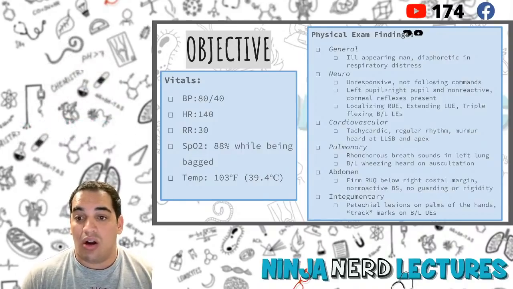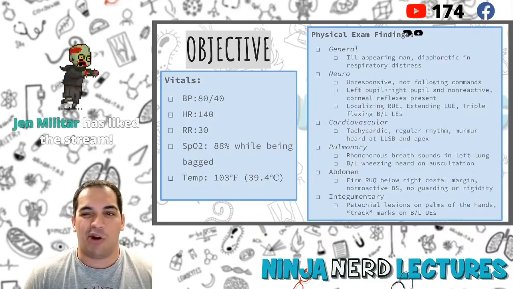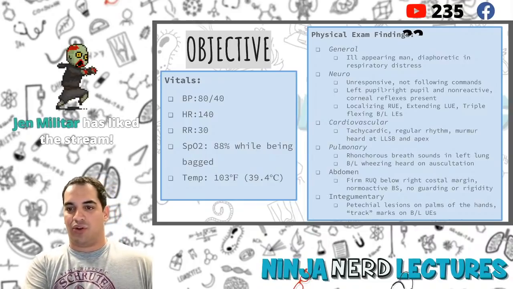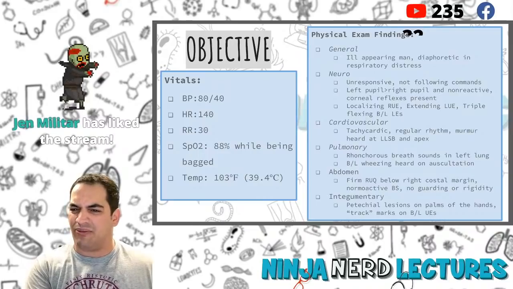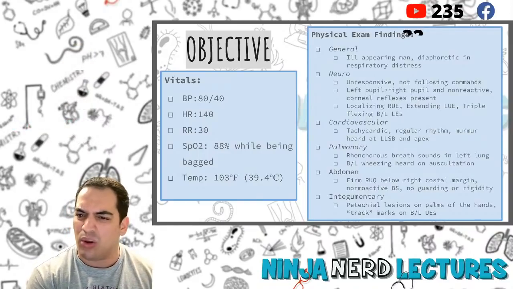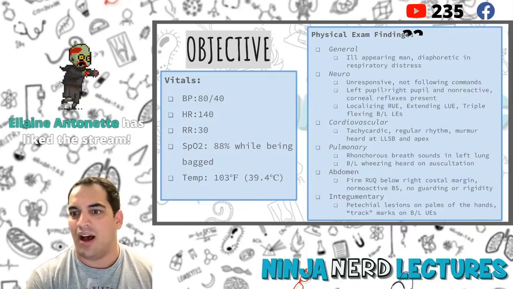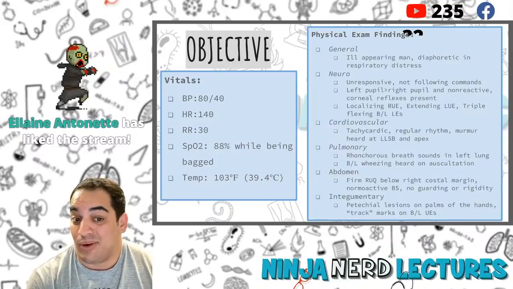When we listen to his heart, he is tachycardic. He's got a regular rhythm, but you hear a murmur at the left lower sternal border and near the apex. It sounds a little funky there. Okay? Potentially a holosystolic murmur. You listen to his lungs. Since he was covered in vomit, maybe you suspect some aspiration.